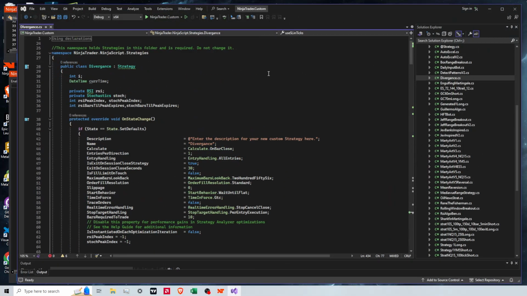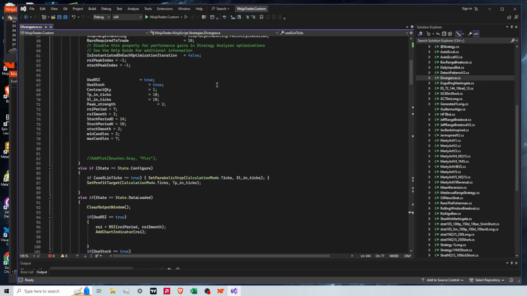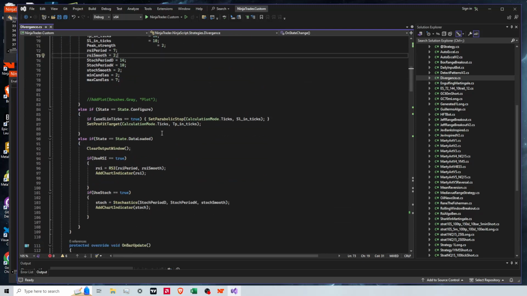So here's the code for it. I'm just going to go through it real quick. Right now you can also do the same thing with the stochastics, but for this video I'm just going to show how to do it with the RSI.